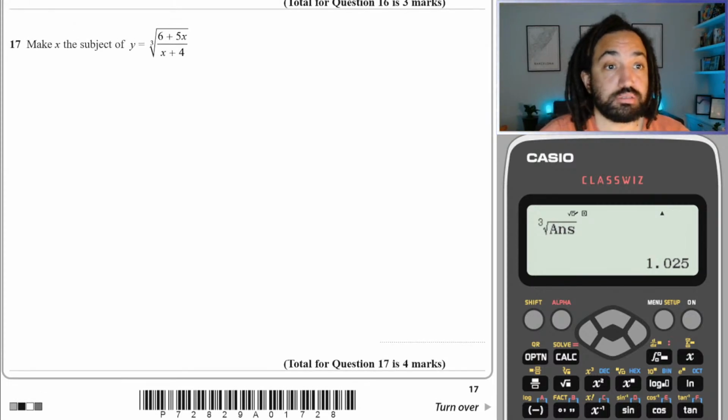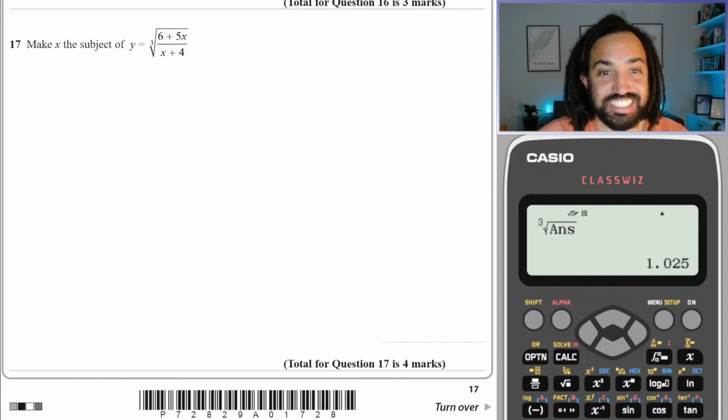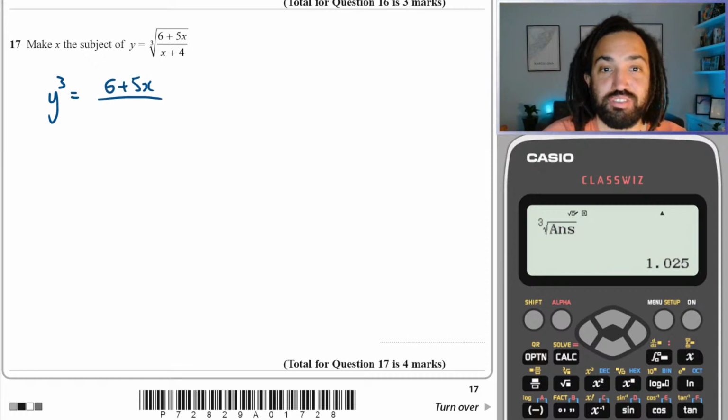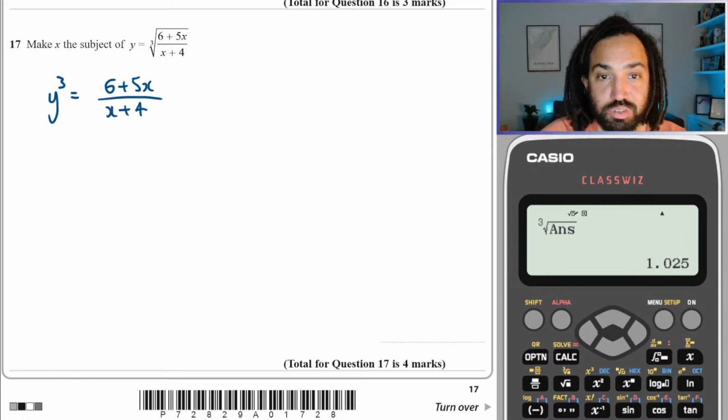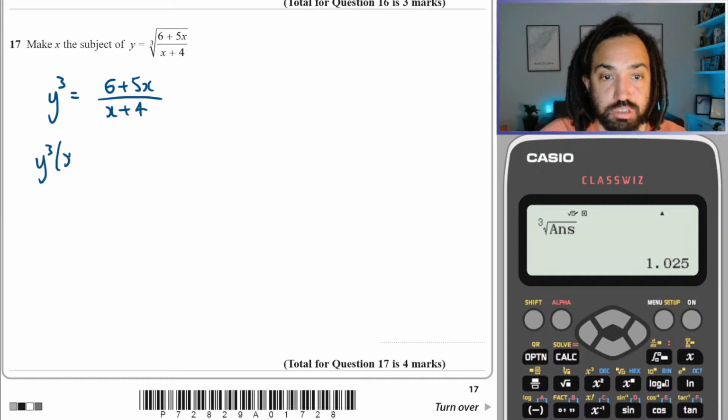Okay, next question. Let's cube both sides. 6 plus 5x over x plus 4. That gets rid of the cube root. Multiply through by x plus 4.